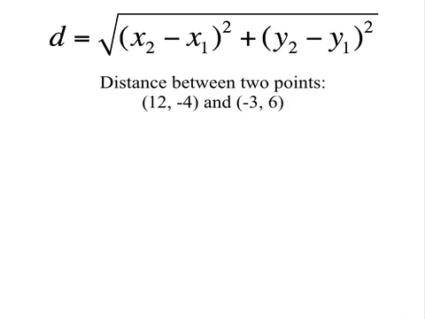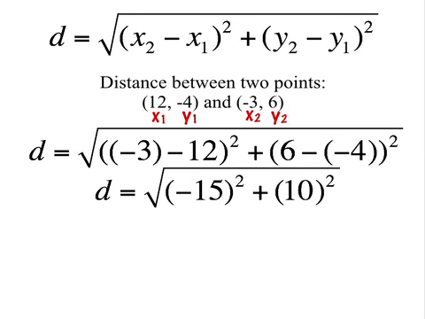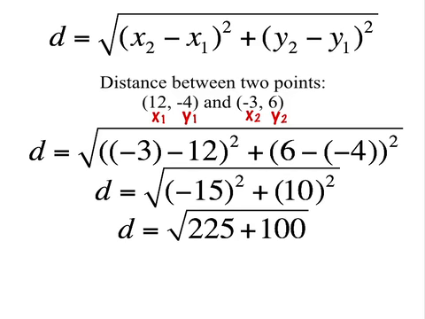So let's do an example. Our two new pairs of points are 12, negative 4, and negative 3, 6. We line up our subscripted variables so we can substitute them into the formula as shown. And now we do the arithmetic. 3 take away negative 12 is negative 15, and 6 take away negative 4, of course, is the same as 6 plus 4, which is 10. And then we get 225 and 100. Add them together, we get 325.